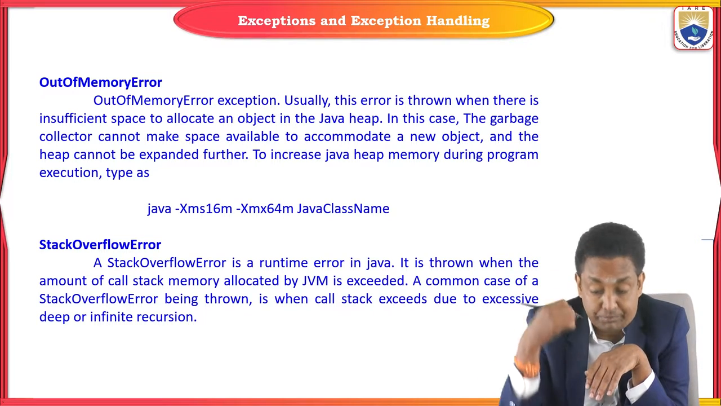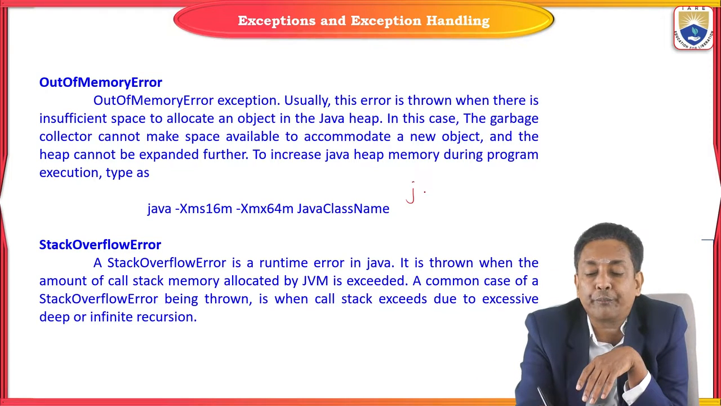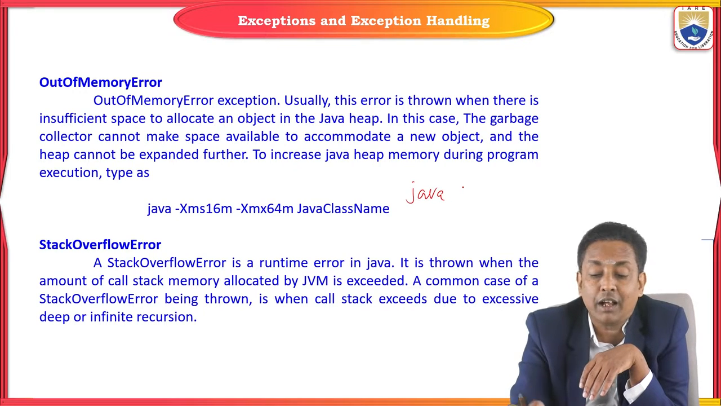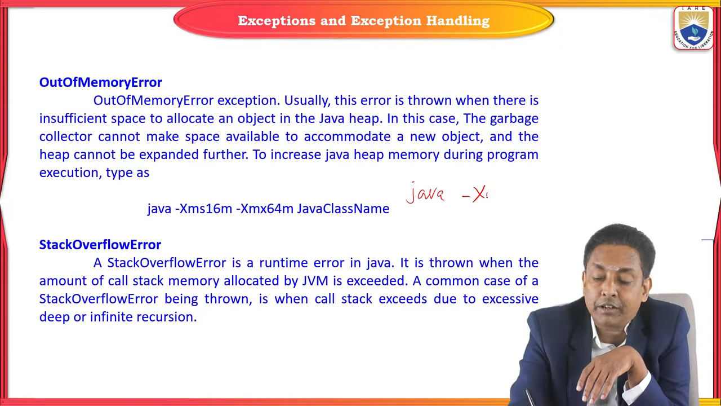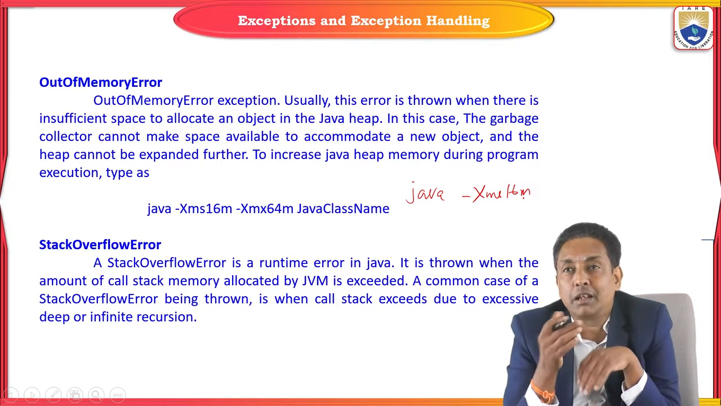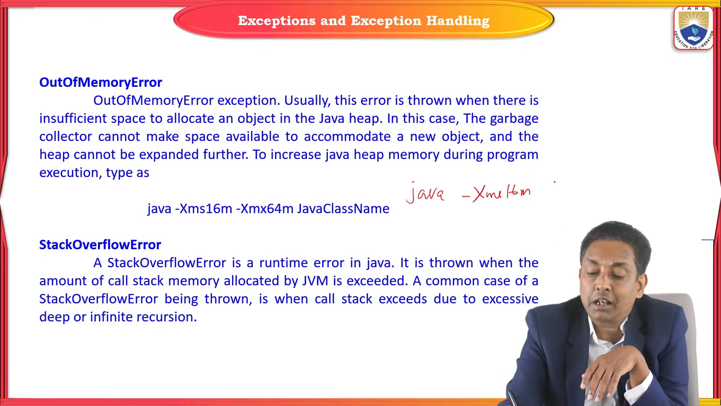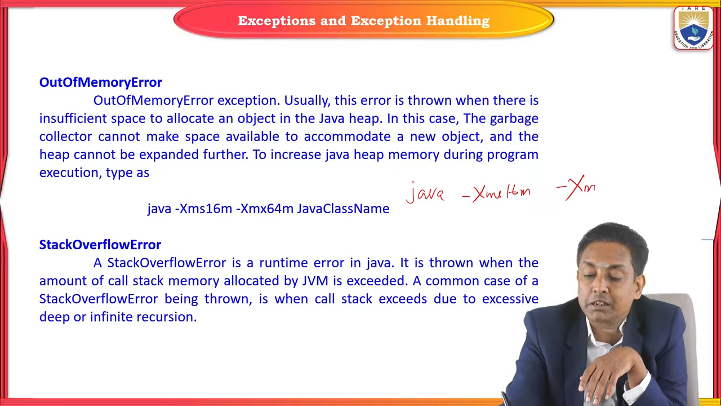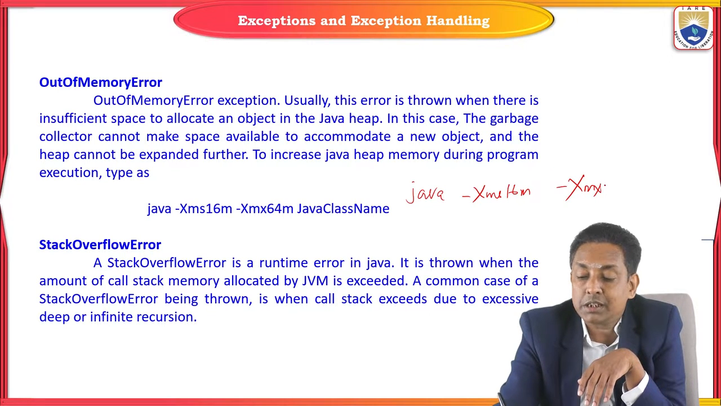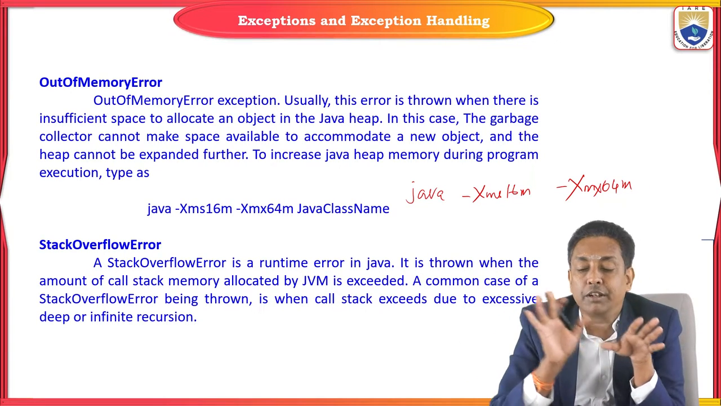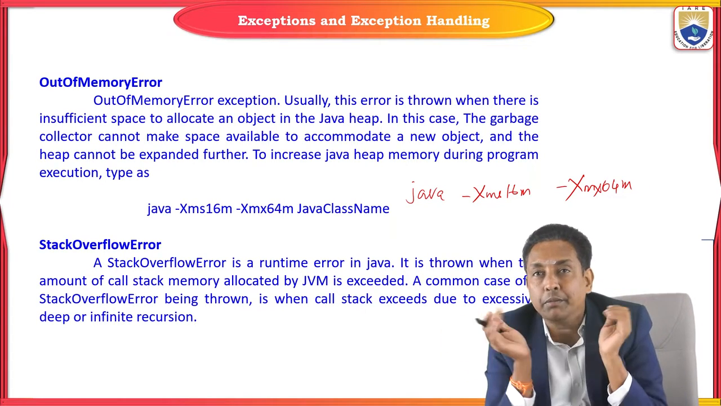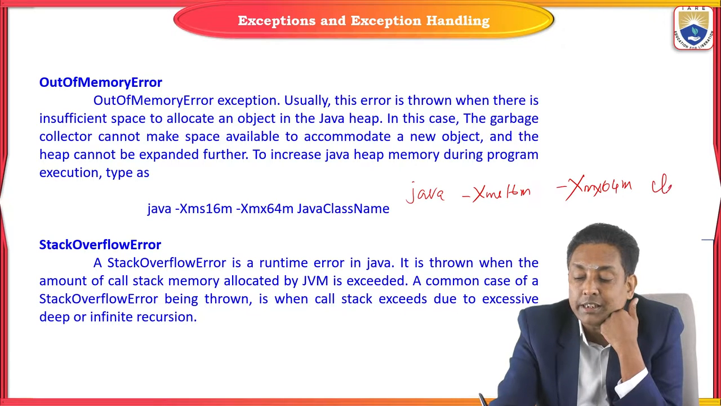Otherwise, if you want to give minimum and maximum heap size on your own, what you need to do is java -Xms, with capital letter X, ms meaning minimum, -Xms 16 MB. Similarly, -Xmx and the maximum heap size, some 64 M. Don't give MB, just give M. For KB, give K. For MB, give M. And then you give your class name.